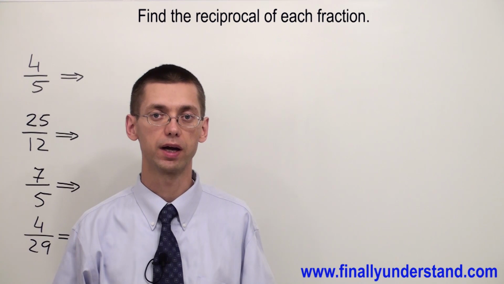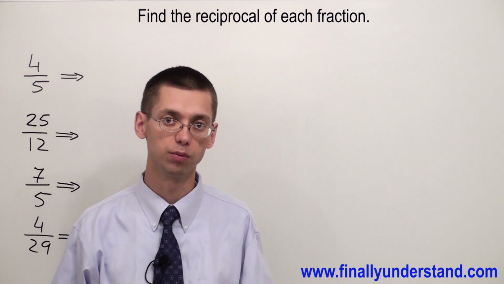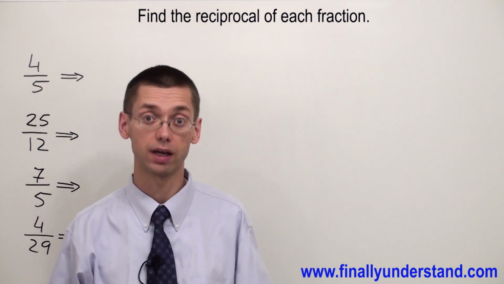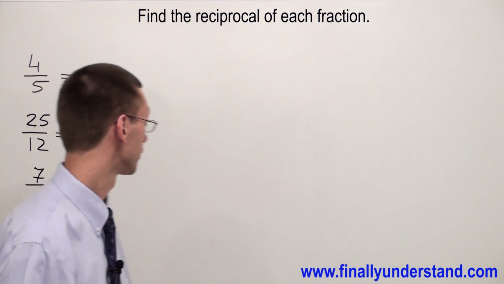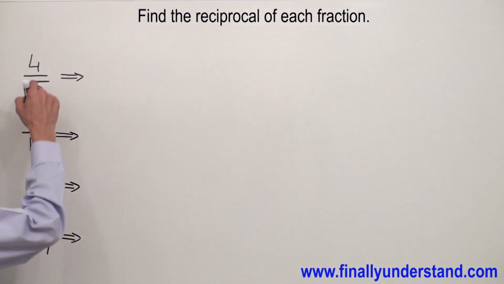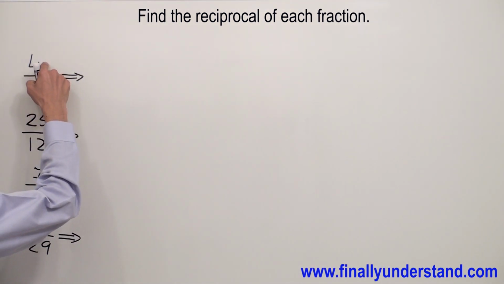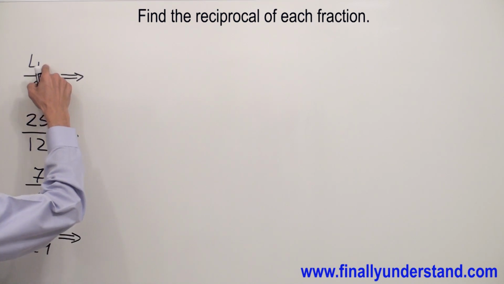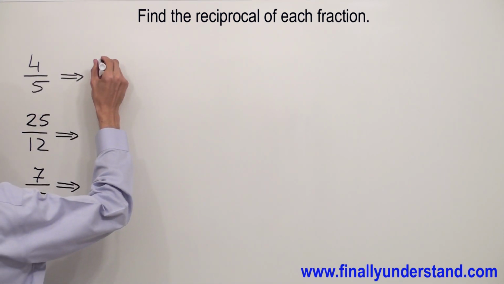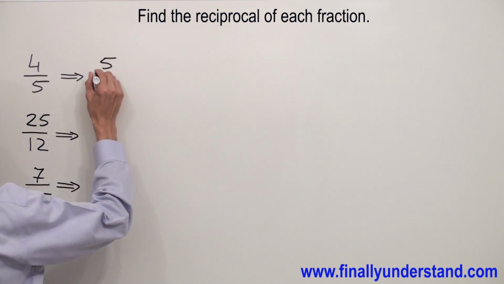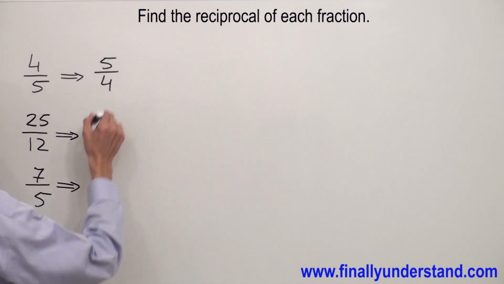Anytime you try to find the reciprocal of a fraction, you're supposed to keep in mind that you replace the numerator by the denominator and the denominator by the numerator. How does it work? Simply, I have to move my 4 to the numerator and 5 to the denominator. My answer is going to be 5 over 4, okay?